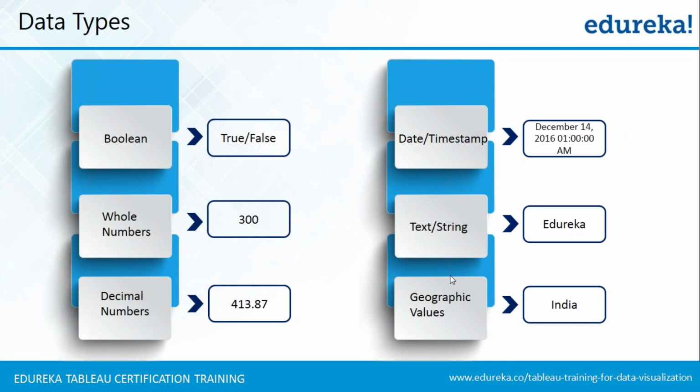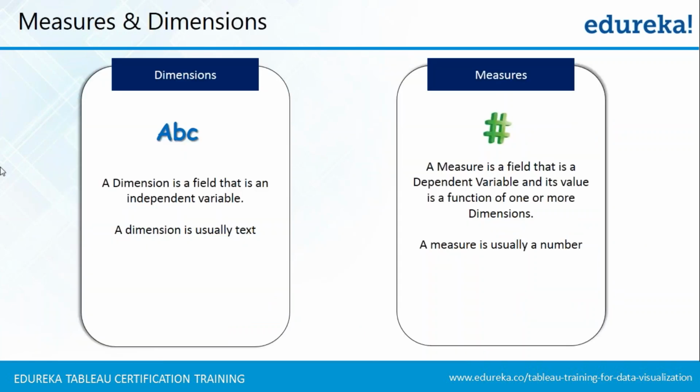So whenever you have a field like city, region, country, or anything related to a location, you can see that it will automatically generate that visualization for you. So these are the data types that you can use in Tableau. Okay, now let us talk about measures and dimensions.